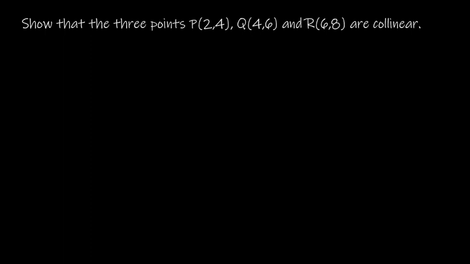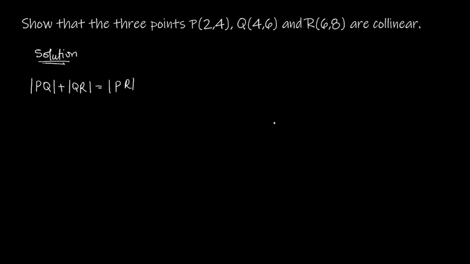Alright, so let's have a look at another example. We are to show that the 3 points P(2,4), Q(4,6), and R(6,8) are collinear. Alright, so let's write down our solution. For us to show that the points P, Q, and R are collinear, it means the distance PQ plus the distance QR should be equal to the distance PR.